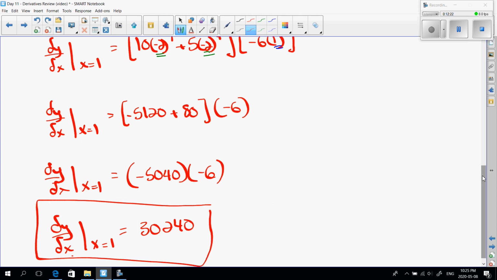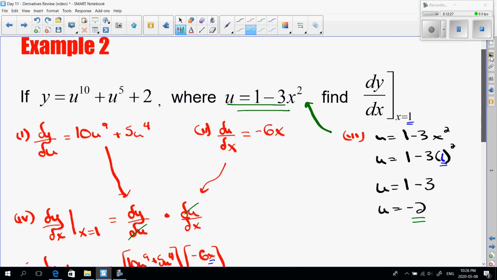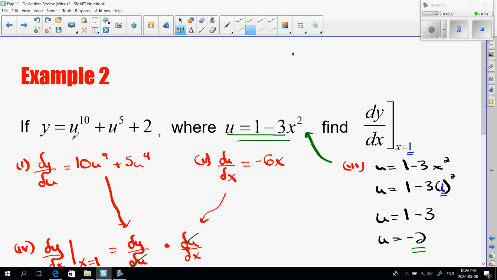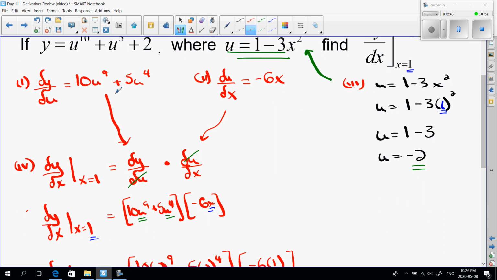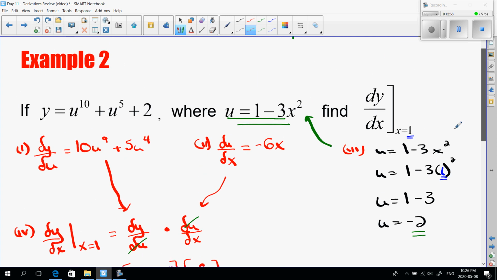Okay. Now, I would suggest going through it this way for the most part. I would do most of my examples this way, where I would do the derivative of this first function, the derivative of the second function. I would find this variable for the second function, and then I would multiply step 1 and step 2 together. The 10u to the 9th plus 5u to the 4th times -6x, and I'd fill in my variables. I filled in my x as 1, and I filled in my u as -2. That's always an acceptable way.